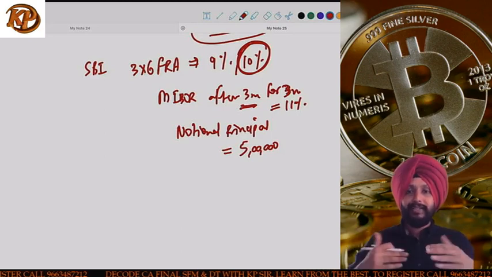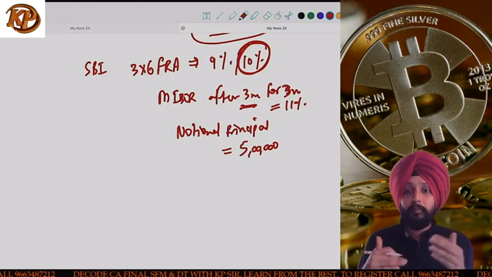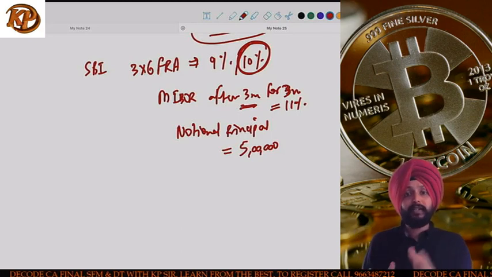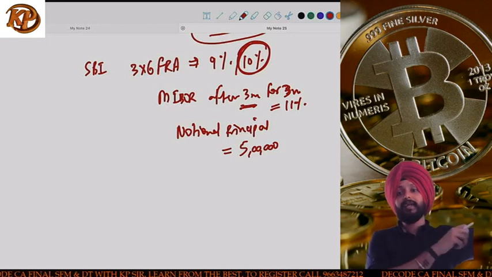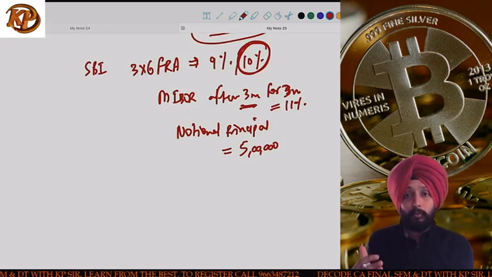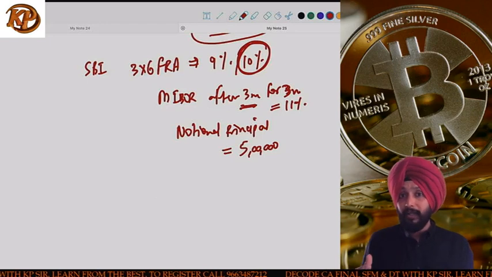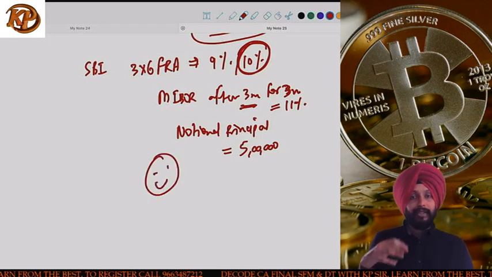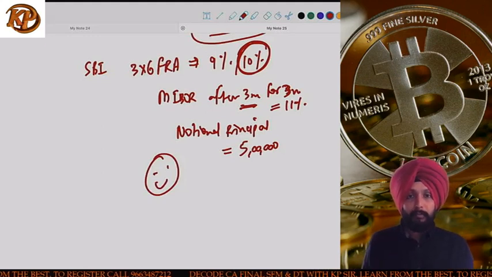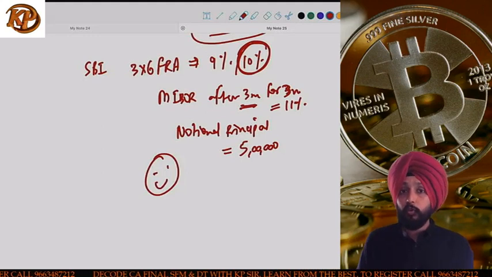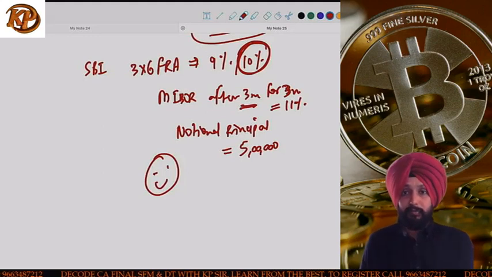Think of it like this: after 3 months, for 3 months, I can borrow at 10% a notional principal of rupees 5 lakhs. And if the actual rate in the market happens to be 11%, then obviously you will be happy, thinking that I have a right to borrow at 10%, but in the market people are borrowing at 11%.